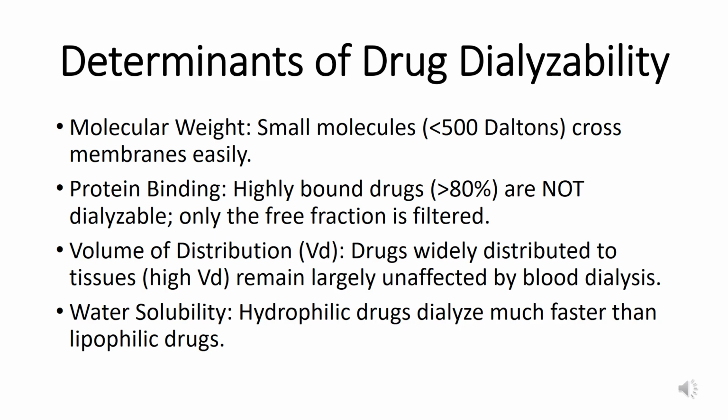The third factor is volume of distribution, often abbreviated as VD. Volume of distribution describes how extensively a drug leaves the bloodstream and enters body tissues. Some drugs remain largely within the vascular compartment. Others spread widely throughout muscles, fat, and internal organs. Drugs with a high volume of distribution spend much of their time outside the bloodstream.